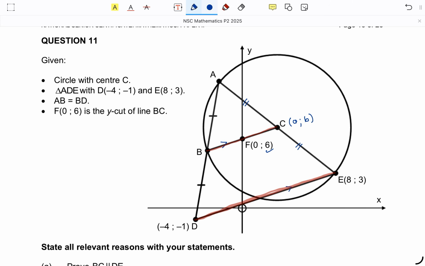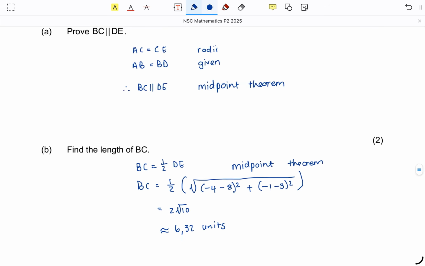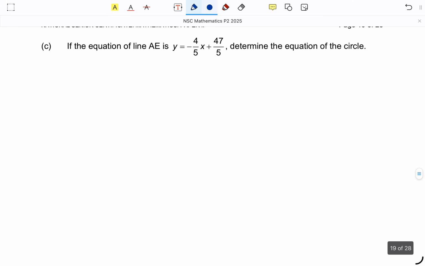But we do know that it's parallel to DE. So if we can get the gradient of DE, we can use that for BC, because the gradients of parallel lines are equal. So the first thing I'm going to start off with is the gradient of DE. And we know the gradient formula is on our formula sheet. And we've got y minus y over x minus x. Once we pop that into the calculator, we get 1 over 3.